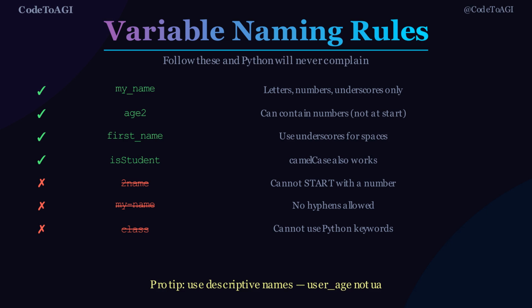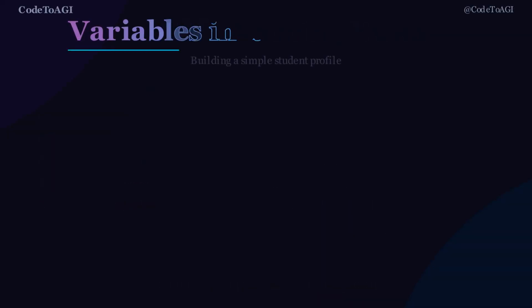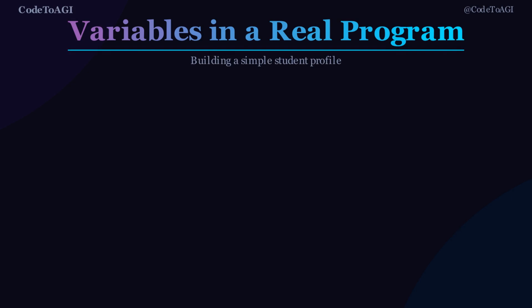Now for best practice. Always use descriptive names. user_age is better than just UA. Your future self will thank you. Use lowercase letters and underscores. This is called snake case, and it is the Python standard. Now let us build a real program using variables.